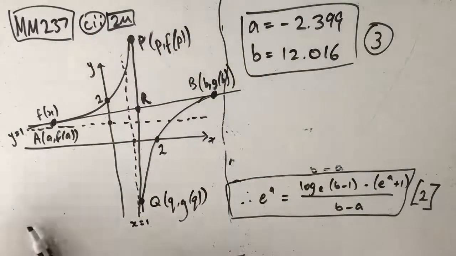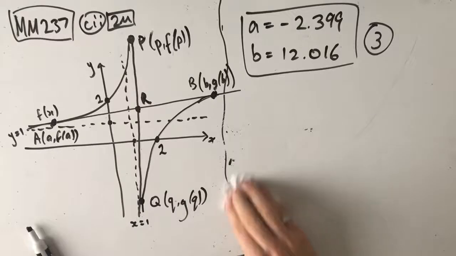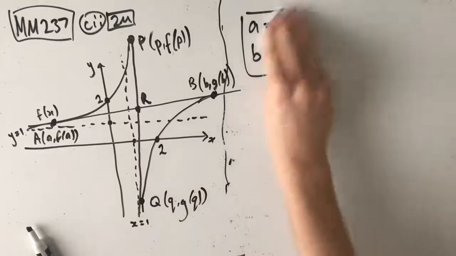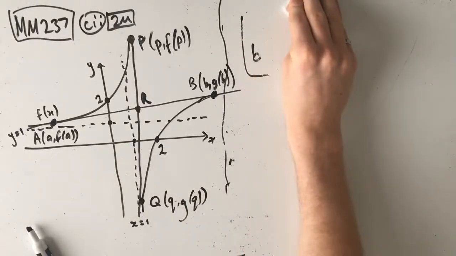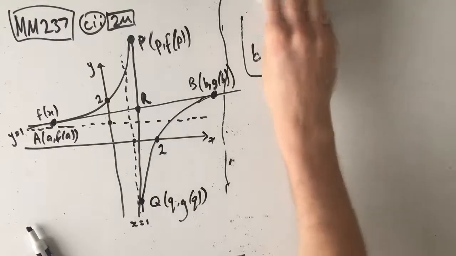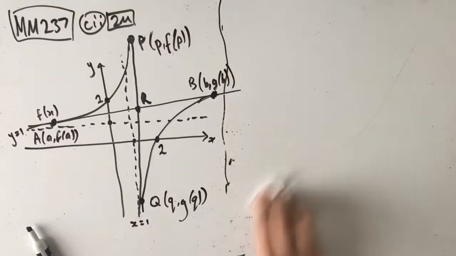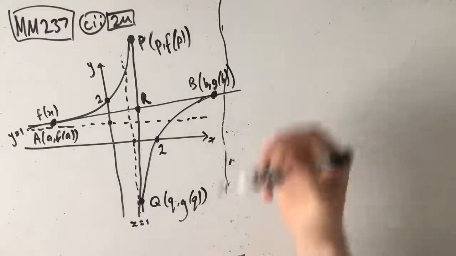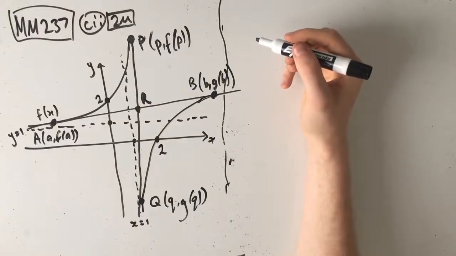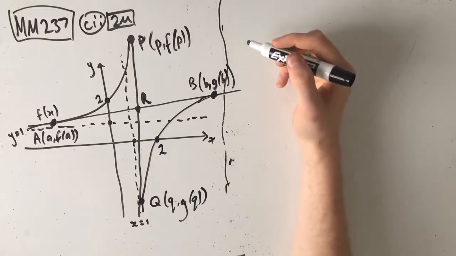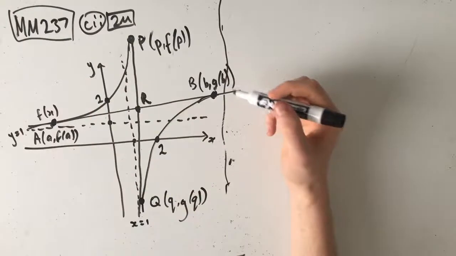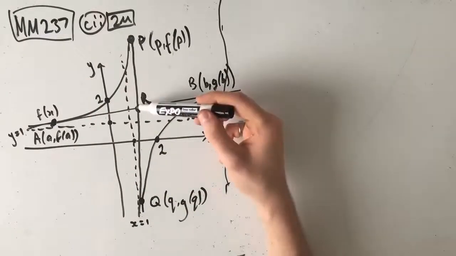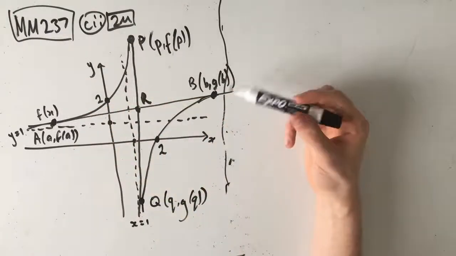Cool. And it says the coordinates of R, the point of intersection between tangents AB and PQ, where x equals R. So we need to find that, correct to 3 decimal places. Okay. So the coordinates of R are, actually, you know what, let's start with the equation of AB. We're not going to be able to find R if we don't know the equation of one of these tangents, or both of them.